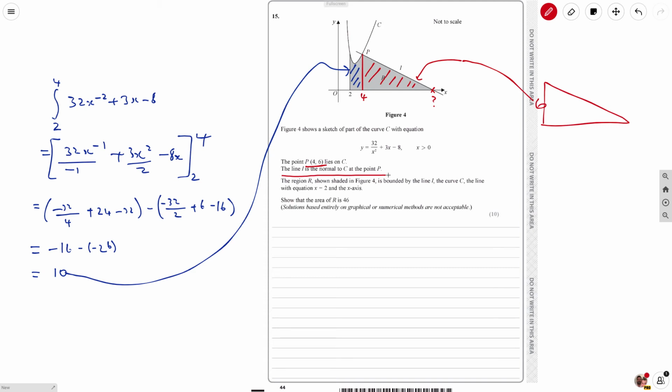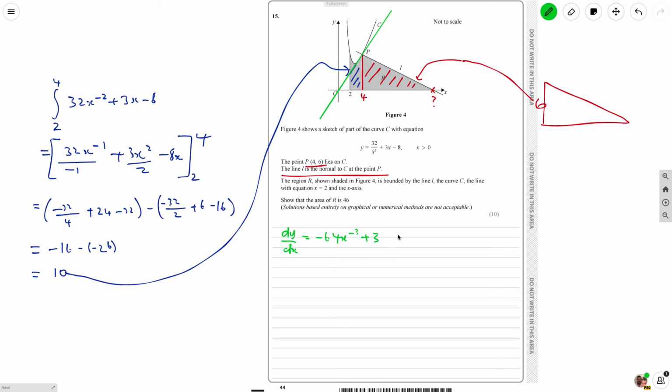The line L is normal to C at the point P, so we've got quite a bit more work to do here. We're going to find the gradient of the line that is tangential to the curve C, and that should make you think it's a differentiation question. So I'm going to differentiate this function. Again, it's 32 to the power of x minus 2, so bring the minus 2 down to the front, reduce the power by 1, differentiate the 3x, which is just 3, and the minus 8 disappears.